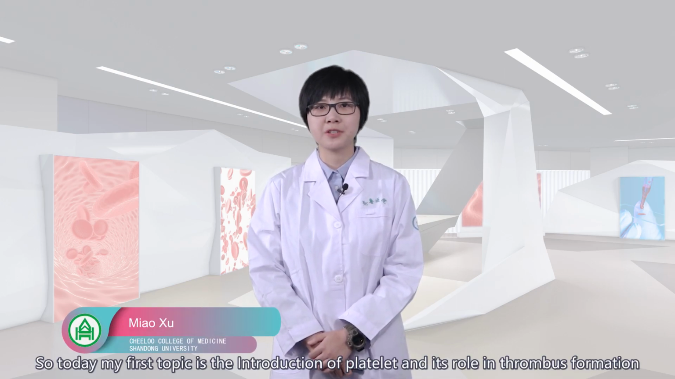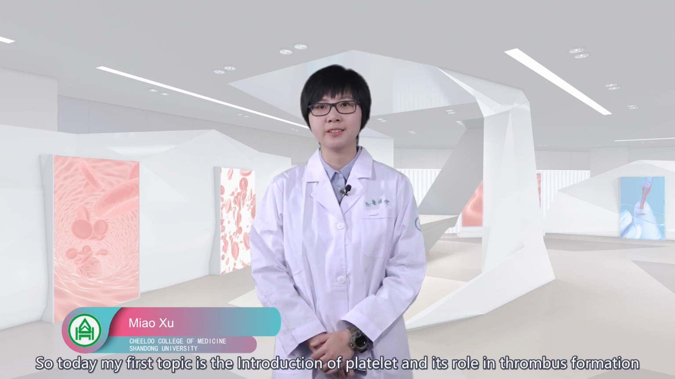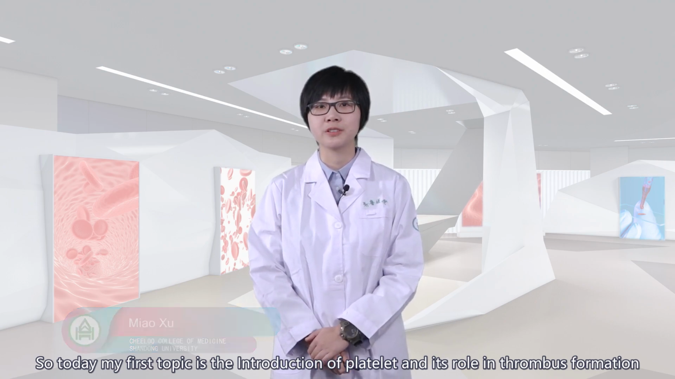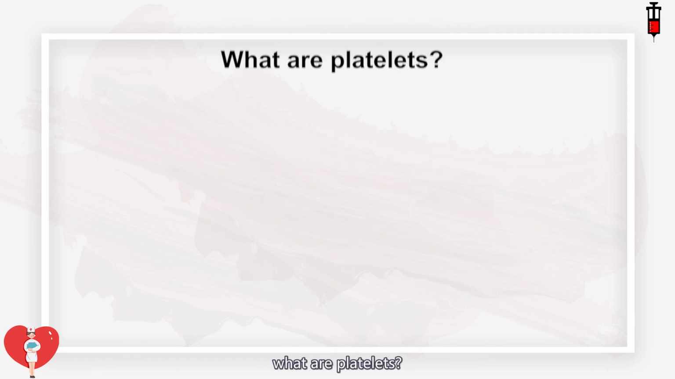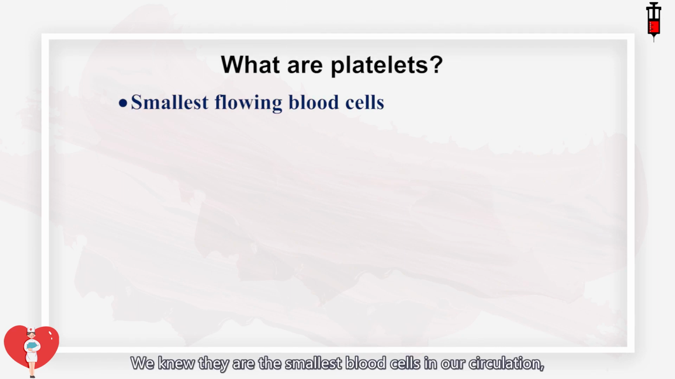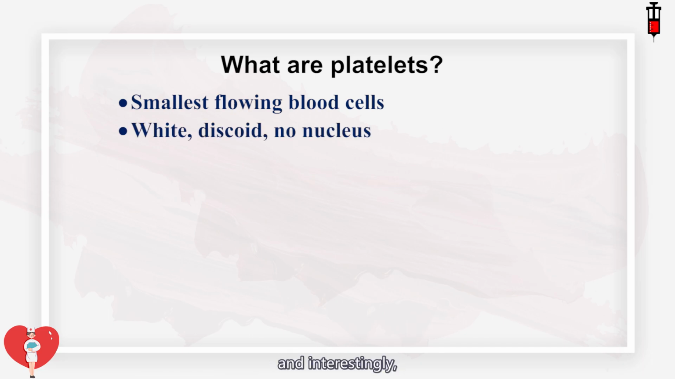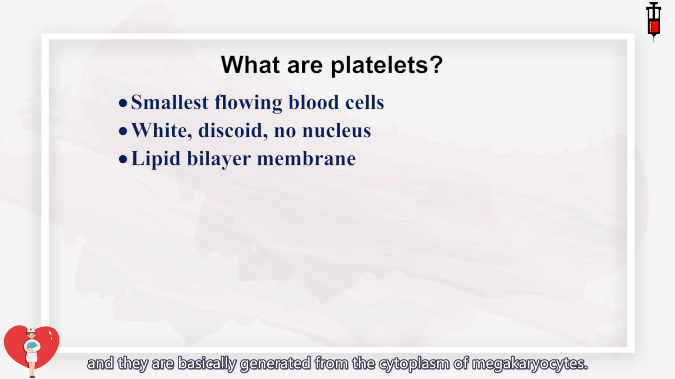So today my first topic is the introduction of platelet and its role in thrombus formation. First of all, what are platelets? We know they are the smallest blood cells in our circulation. Their color is white, and interestingly, they have no nucleus. They're basically generated from the cytoplasm of megakaryocytes.